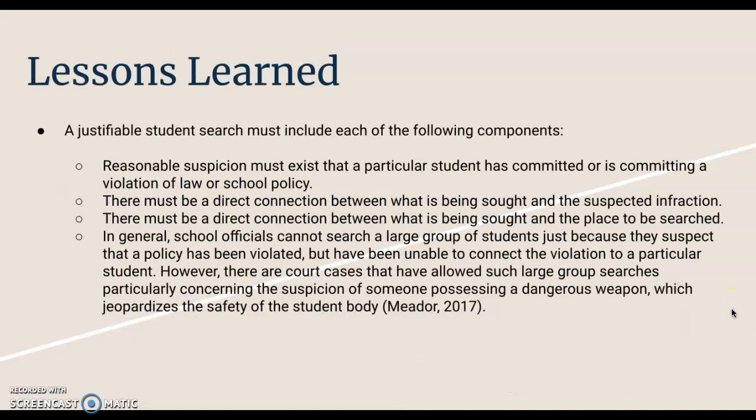A justifiable student search must include each of the following components. Reasonable suspicion, again, must exist. There must be a direct connection between what they are looking for and the suspected infraction. There must be a direct connection between what is being sought and the place to be searched. And in general, school officials cannot search a large group of students just because they suspect that a policy has been violated.